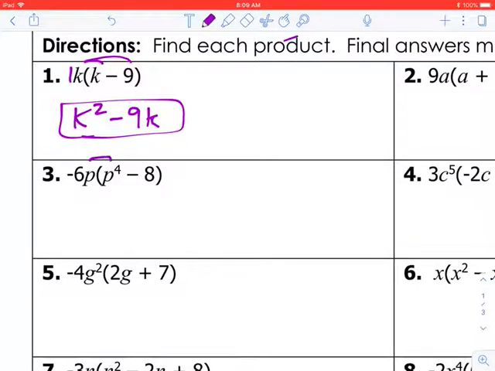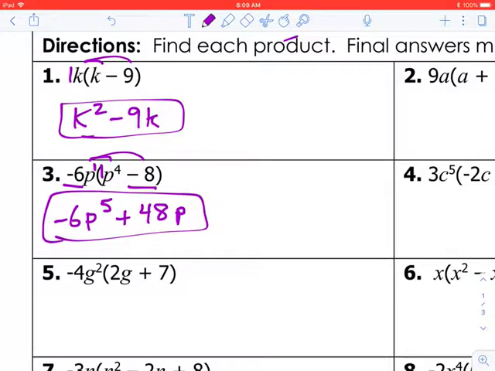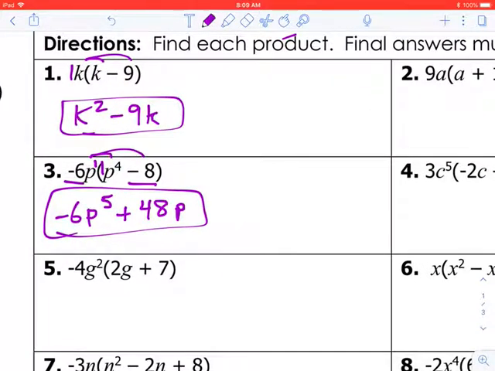Okay, let's do this one. Negative 6 times 1 is negative 6. And then p to the 1 plus 4 is 5. And then look at your signs here. Negative 6 times negative 8 is positive. Use your calculator if you need to. 48. And then p to the first power, so just p. There's my final answer again. So these can be pretty quick problems. You've got to really pay attention to your signs and your exponents.